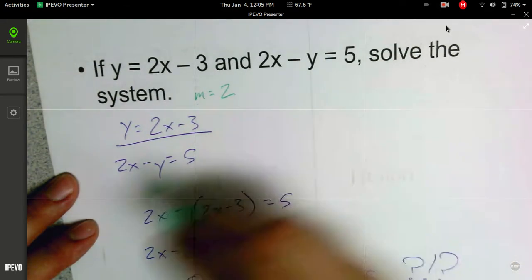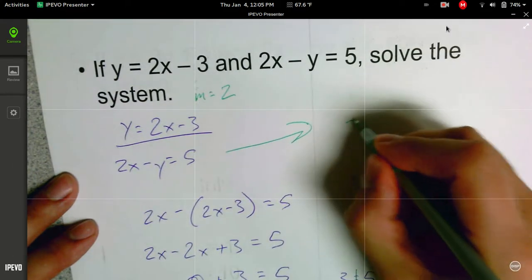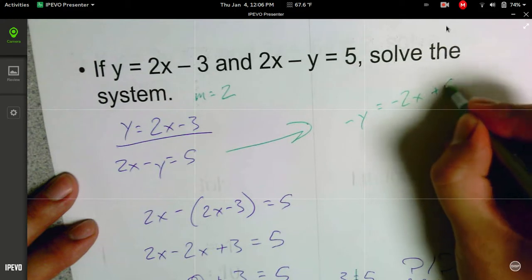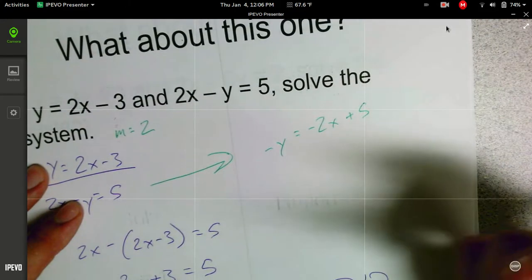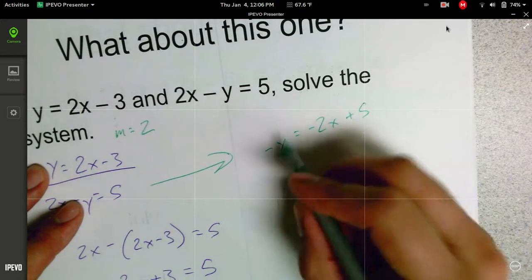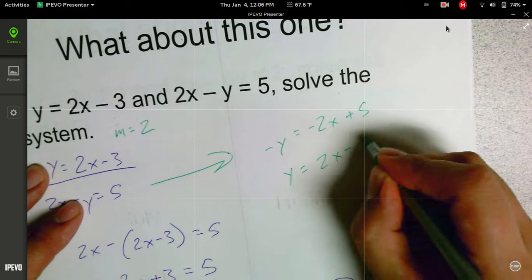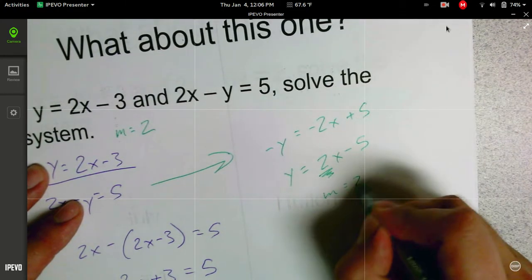So we'll solve this second line for y. If we subtract the 2x over, we get negative y is equal to negative 2x plus 5. Writing it in y equals mx plus b form, I have a negative y, I need a positive y, so I'm going to multiply everything by negative 1. I will get y is equal to 2x minus 5. And again, m is equal to 2.